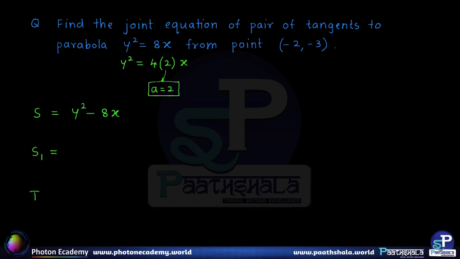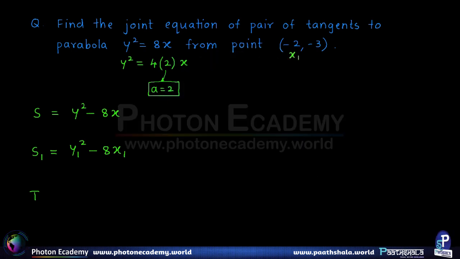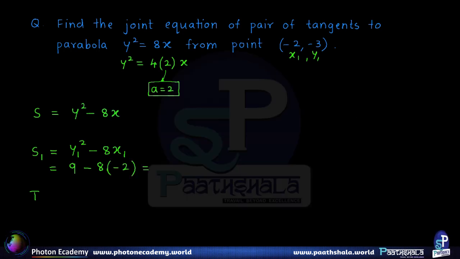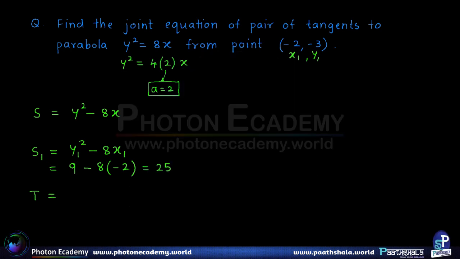Now S1 will stand for y1 square minus 8x1. Since we know what x1 and y1 are, that is minus 2 and minus 3, we write that as minus 3 the whole square, that is 9, minus 8 into x1, which is minus 2, so that gives us 25. Basically S1 will indicate some numerical value because it has all the coordinates and constant terms, and no variable term.